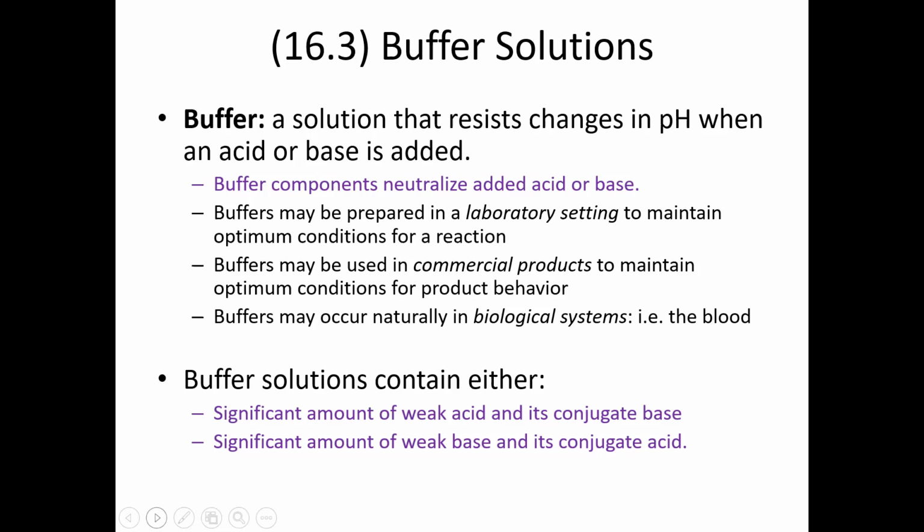But if we have weak acids and their conjugate base, the weak acid partially ionizes into the hydronium ion, and that could counter and neutralize added base. And the conjugate base of a weak acid, on the other hand, can neutralize an acid. And I'm going to show different examples of it. But the key part of this is that for a buffer, it has to be a weak acid and its conjugate base, and it has to be a weak base and its conjugate acid.